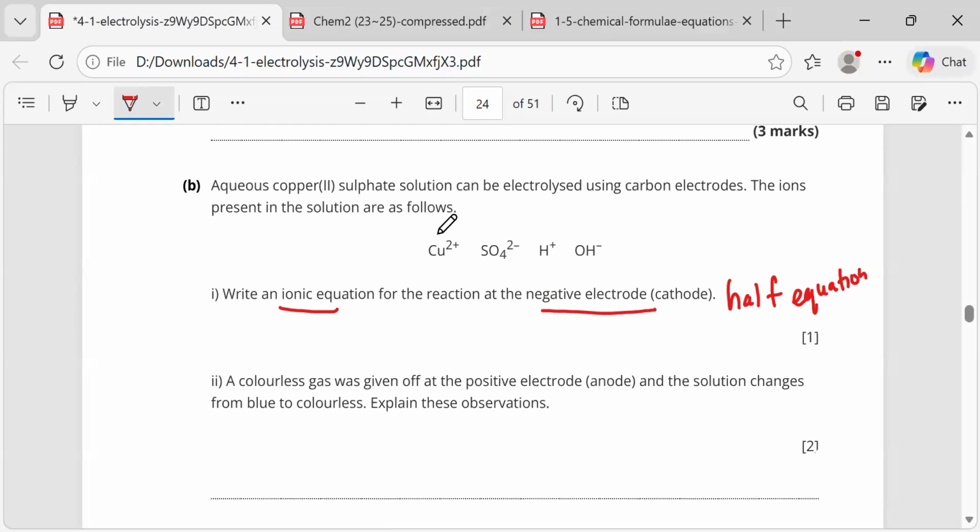Okay, negative electrode. Which do I choose? Copper or hydrogen? Copper or hydrogen? Transition metal. Copper. This is recorded, so you can listen to me, no scolding.